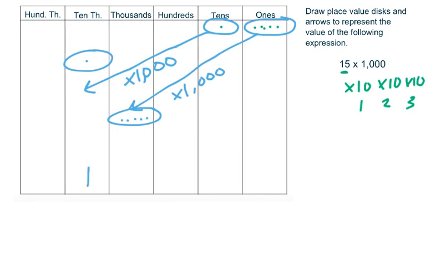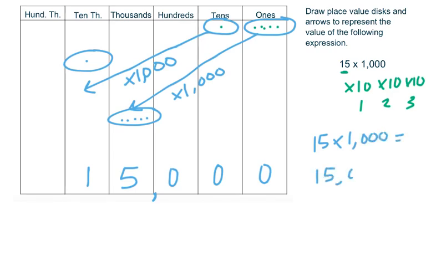I've got 1 in the 10,000s, 5 in the thousands, nothing in the hundreds, nothing in the tens, nothing in the ones. So my final answer for 15 times 1,000 equals 15,000.